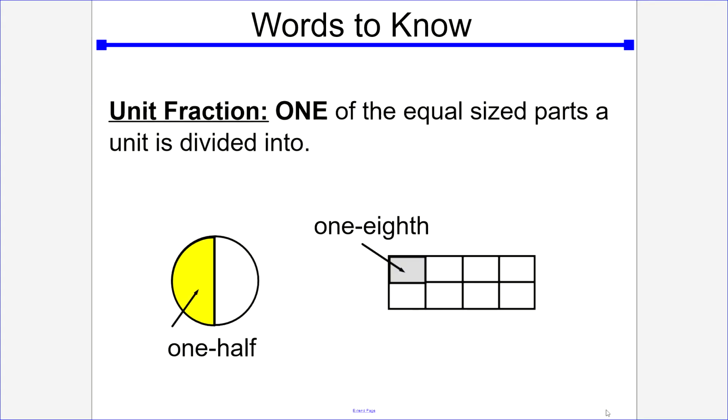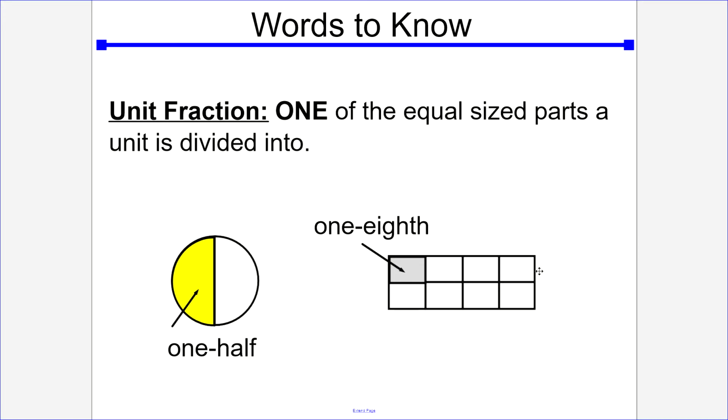A unit fraction is what we call one of the equal-sized parts that a unit is divided into. When you look at this circle that's divided in 2 parts, you know that we call these parts halves. We would call one of these parts 1/2. So the unit fraction is 1/2. Each of the parts that this unit is broken into is 1/2 of the whole. This is 1/2. This is also 1/2. The unit fraction for this fraction is 1/2.